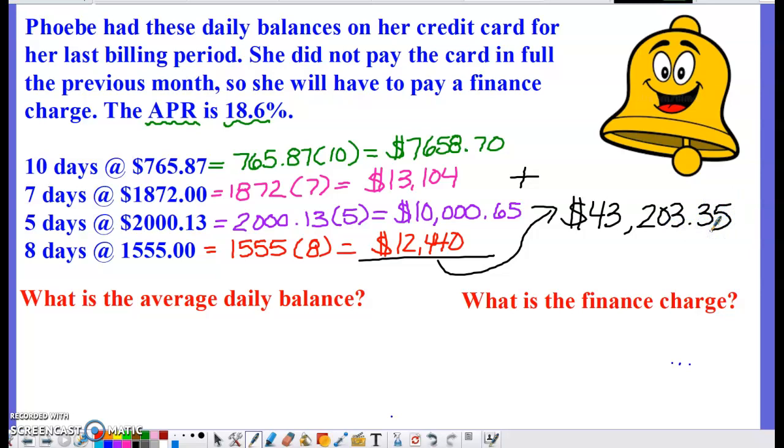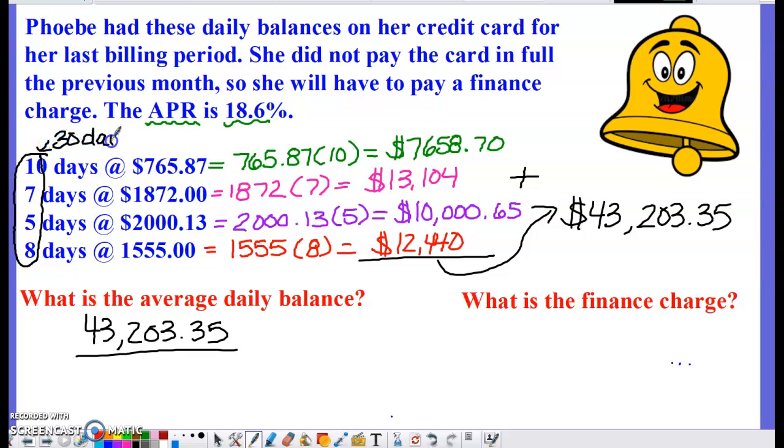Again, that's not our average daily balance. That's just all of our daily balances added together. In order to find the average daily balance, we have to take that number we just found, $43,203.35, and divide by how many days there are in that billing period. So we take 10 plus 7 plus 5 plus 8, and if you add all those days together, you should get 30 days.